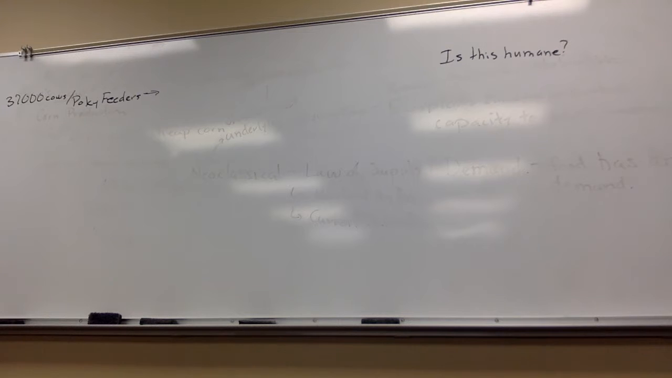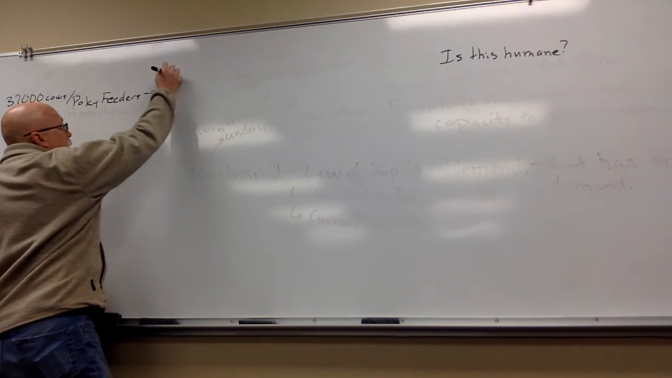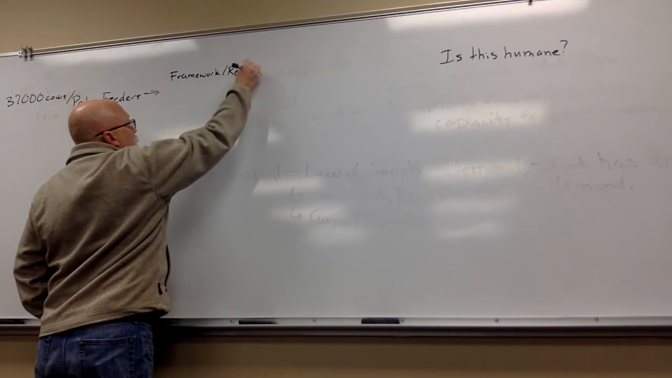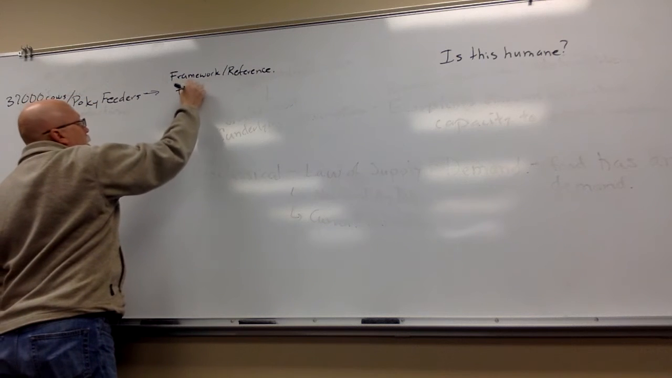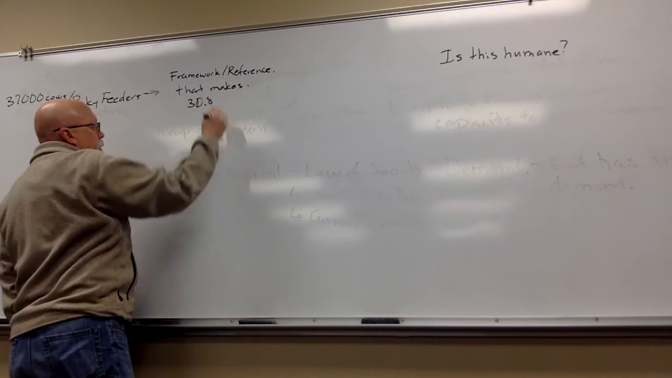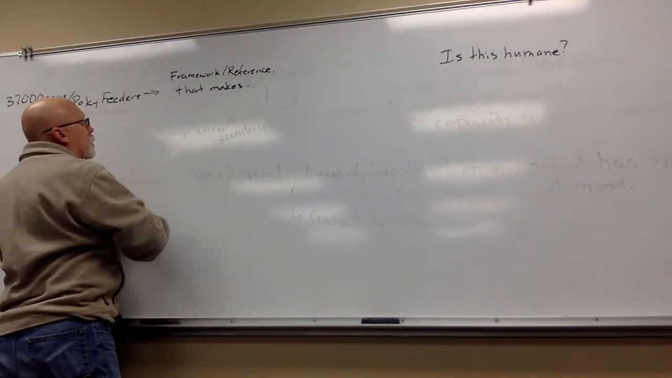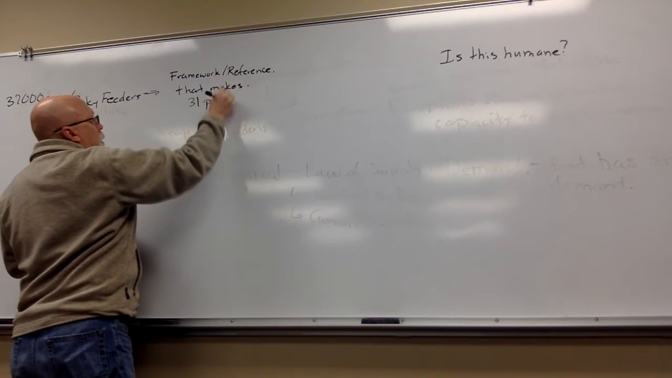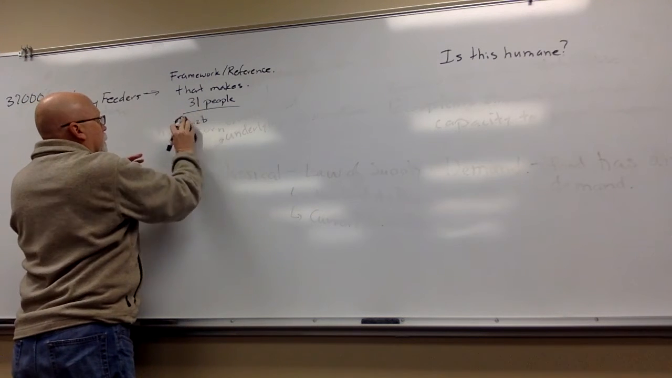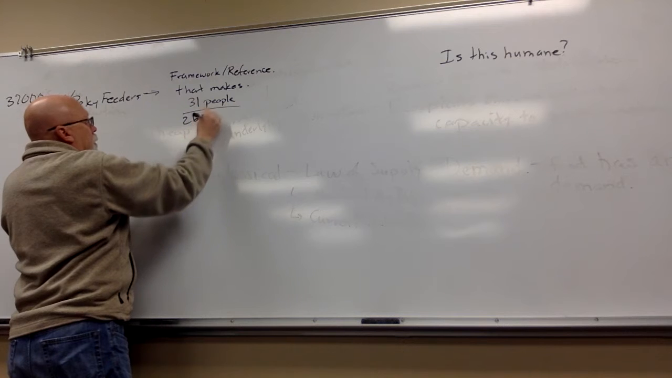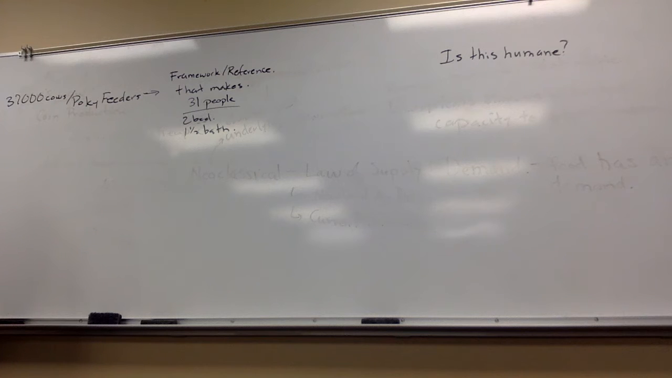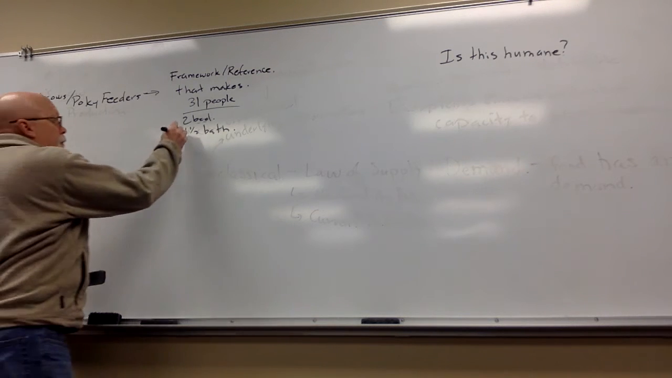So the first thing that you have to do is place this in a framework that makes sense to you, or a reference that makes sense to you. And what we calculated was that it's 31 people. It's actually 30.8, but we'll just round up to 31 to keep things simple. 31 people in Paul's 2-bedroom, 1 1/2 bath house. Except, what do they not have at poke feeders? Bathrooms. They do not have bathrooms.